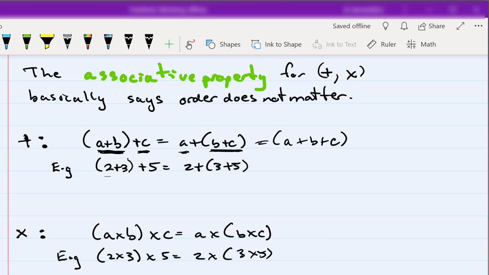So for example, if I have 2 plus 3 and then I add that to 5, that's going to be the same as 2 plus 3 plus 5. So on the left hand side, 2 plus 3 is 5, plus 5, and on the right hand side I have 2 plus 3 plus 5, which is 8, which is just 10.